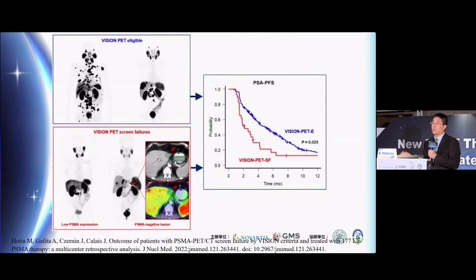So they retrospectively looked at their data set that they treated for many years and applied the VISION criteria. The blue line is if they would be eligible by the VISION criteria, or screen failed by, in red, the VISION criteria. As you can see, they had a separation by their PSA progression-free survival by using the VISION criteria retrospectively on their patient population. So some validation that this rule set was effective.